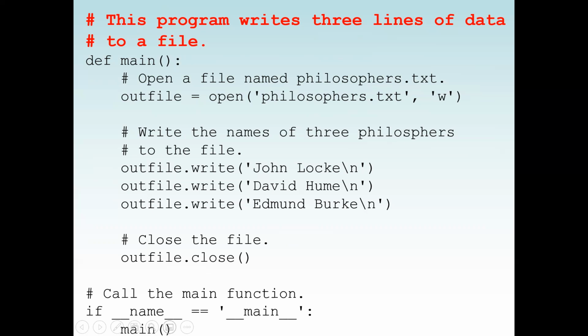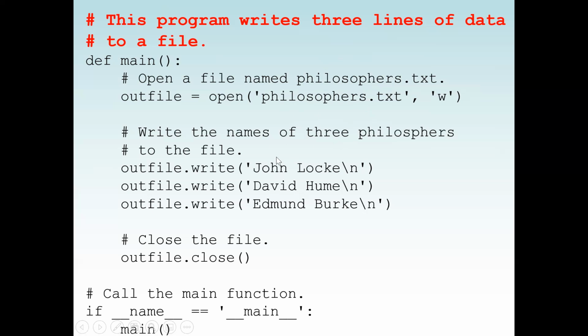Then we call the main method and run it. When we run it, we open philosophers.txt and we should see only these three names. Remember, write means we are writing the content from the beginning. So if there is already content or data in the philosophers.txt file, it's going to be overwritten.